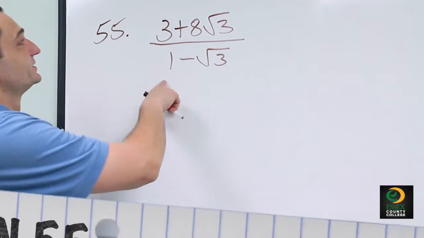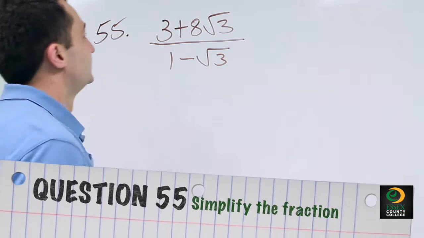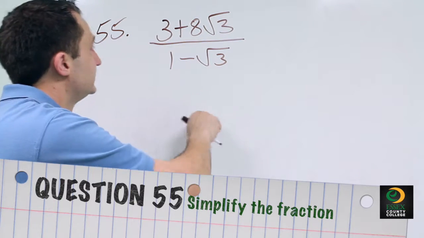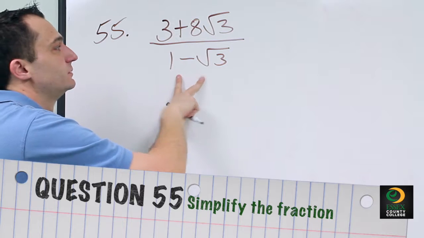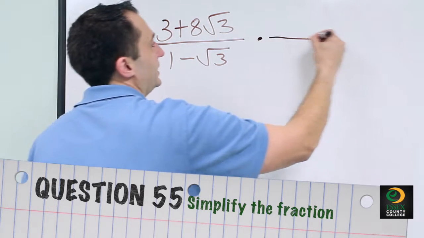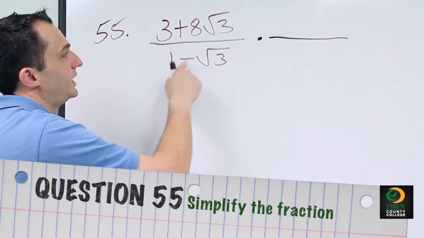Problem 55 asks us to simplify this fraction. The same rule applies. You cannot leave a square root in the bottom of the fraction, but since this denominator has two terms, you have to multiply top and bottom by the conjugate. And the conjugate simply is the same terms, opposite signs.